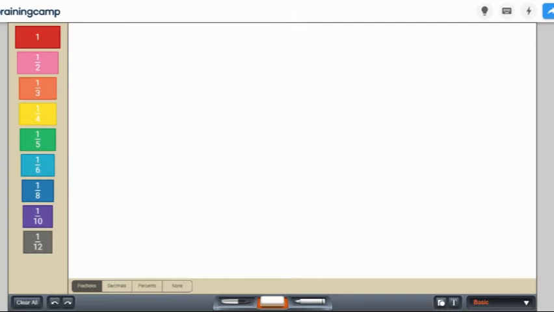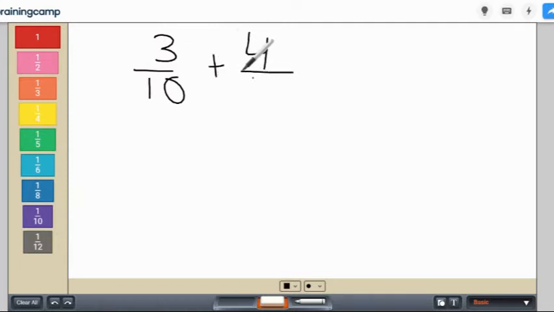Add fractions using fraction bars in Braining Camp. We're going to start with adding fractions with like denominators. So let's start with the fractions 3/10 plus 4/10. The reason I'm starting with like fractions is because it shows them that they need to add fractions with like denominators.